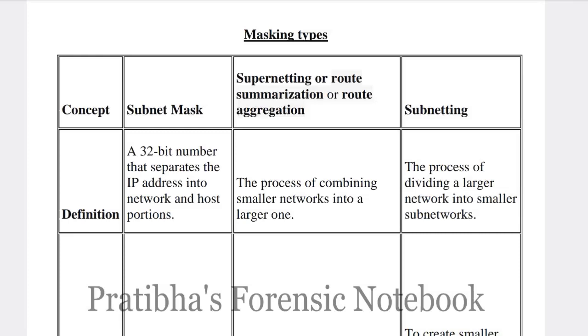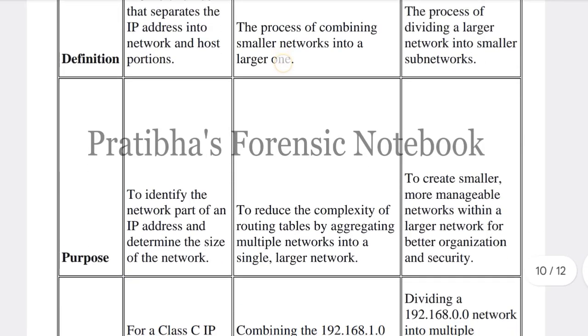Then supernetting is also known as route summarization and route aggregation. Okay, so this is basically a process of combining smaller networks into a larger one. Okay, the purpose is to reduce the complexity between multiple networks.